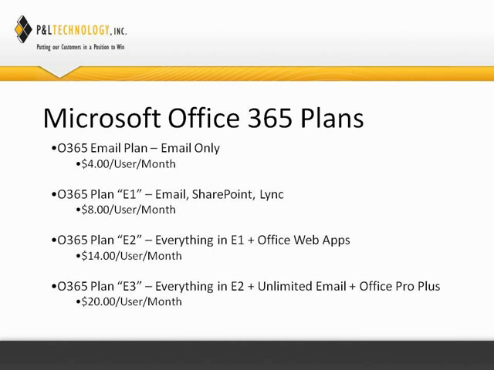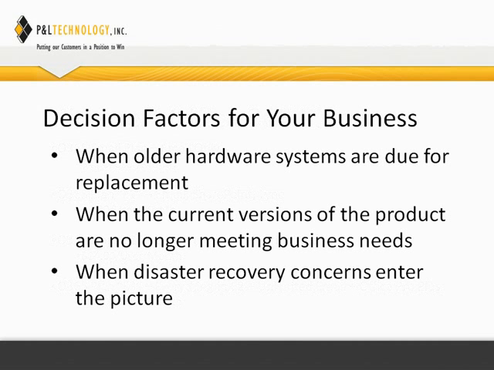So now that we've looked at the plans that are available, let's look at some of the decision factors that we find that businesses go through when making the decision to switch to Office 365. What we found is probably one of the main decision points, or one of the main triggers that causes people to look at Office 365 is when there's older systems, such as a physical server or a server operating system or something else that's outgrown its lifespan and needs to be replaced.